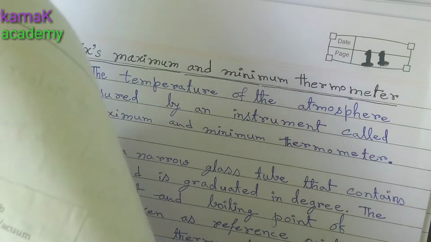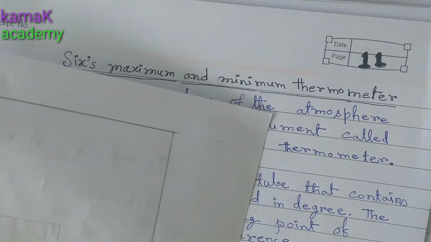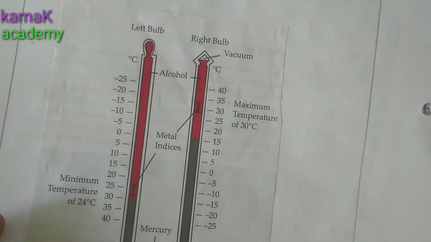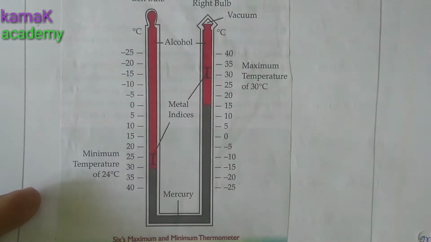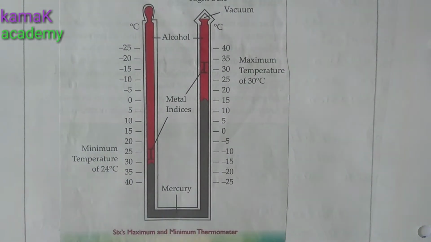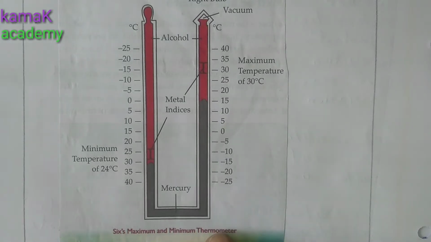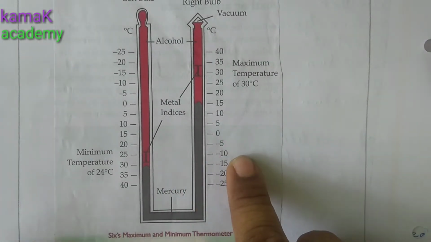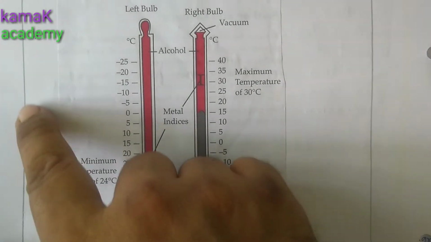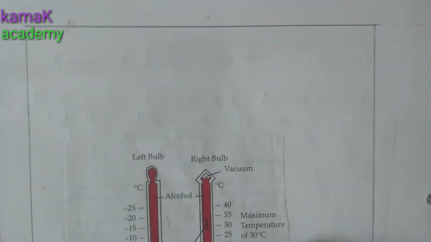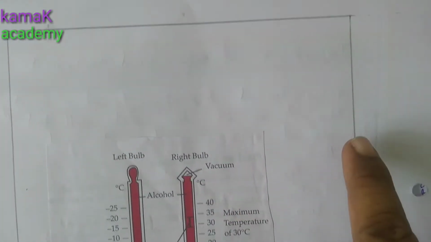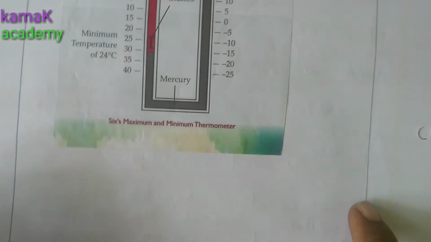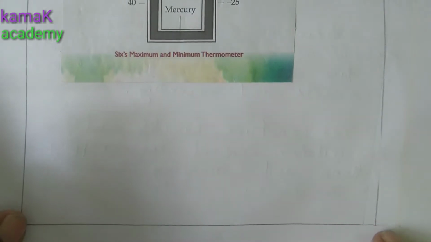The white page is 10 and ruling. Here is the diagram, page number 10. You can watch, this is Six's maximum and minimum thermometer. This diagram you can get through the internet and give all sides a pencil border. Remember to give equal space on all sides. This page number is 10.